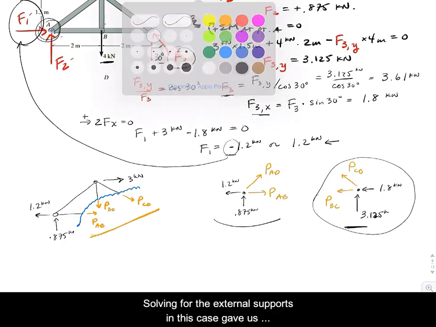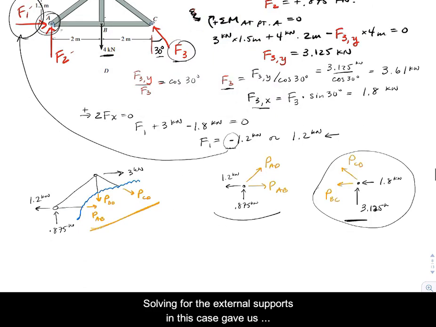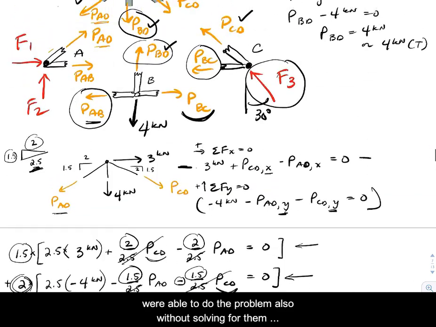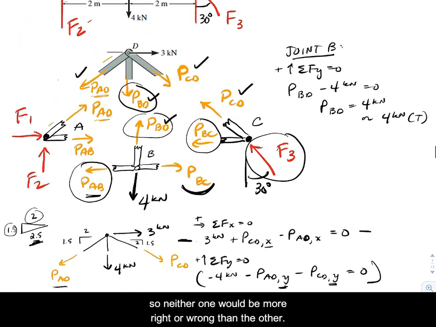So solving for the external supports in this case gave us more options, but if you remember from above, we were able to do the problem also without solving for them. So neither one would be more right or wrong than the other.